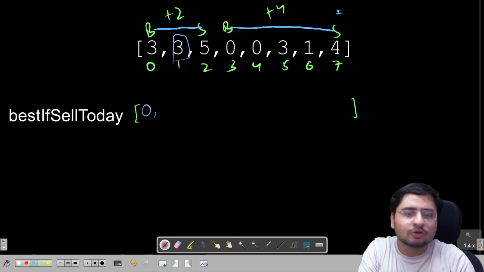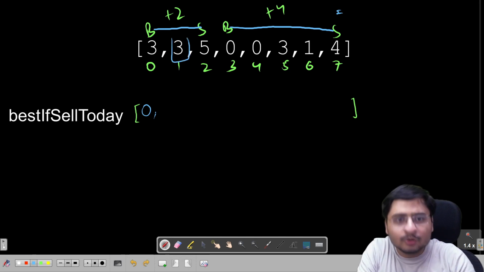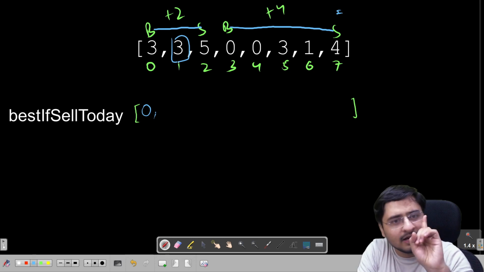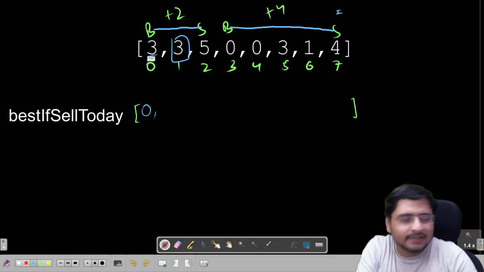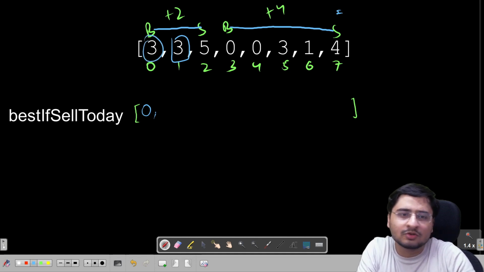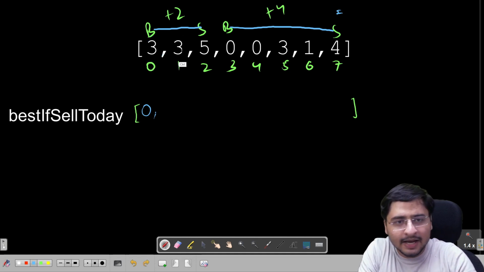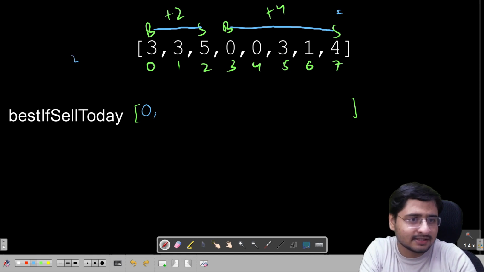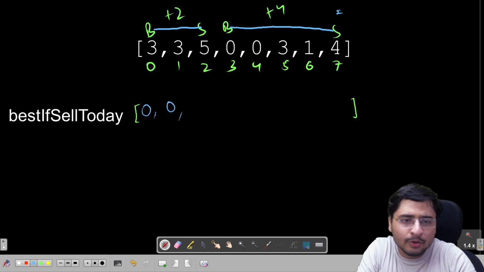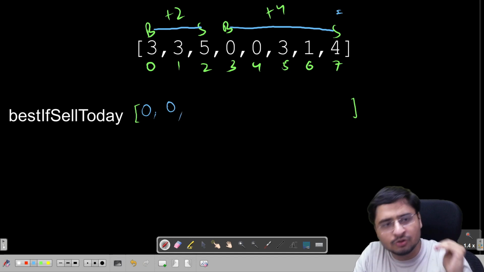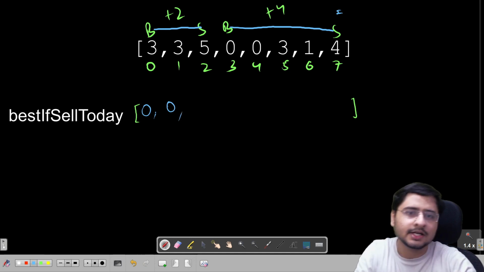Let's say on this particular day, what's the best you're able to make? If I want to sell today, I only have two options to buy, this day and this day. Let's choose this day. Minimum is, you consider this 3 only. So if I sell when the price is 3, and I buy when the price is 3, the best I'm able to make is 0. I hope you're getting it. It's the same logic we used in buy and sell stock, one transaction, right?